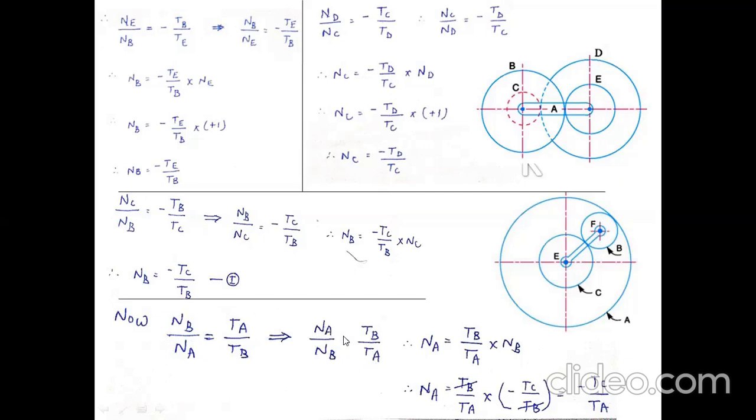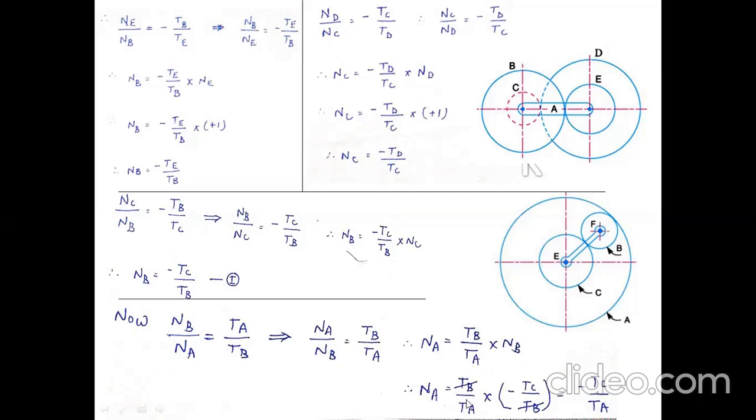Both form an internal pair, so the direction of B is the same as the direction of A. B will rotate in the anti-clockwise direction, so A will again rotate in the anti-clockwise direction. So plus sign. NA is equal to TB by TA into NB.